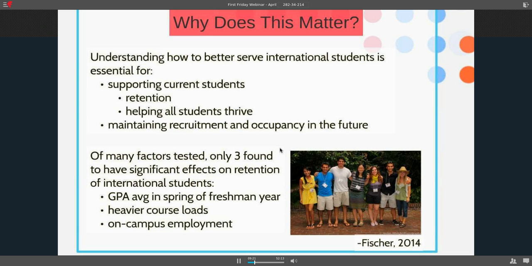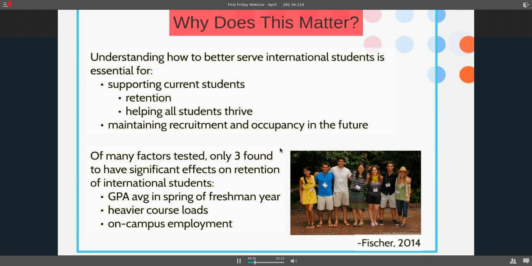One of them was GPA average in spring of freshman year, which makes sense, especially considering all those transitional issues that Sue Ann was talking about, that it might take a semester to kind of get on your feet. So really looking at spring as that crucial term that's kind of setting the tone for the rest of their time.